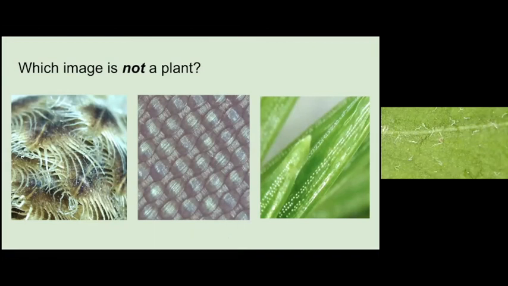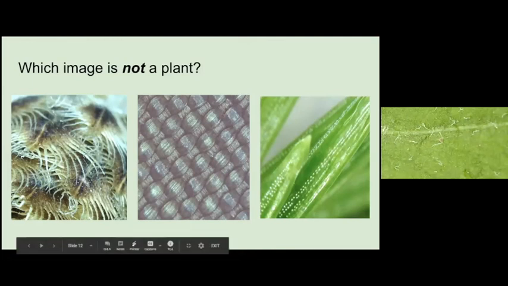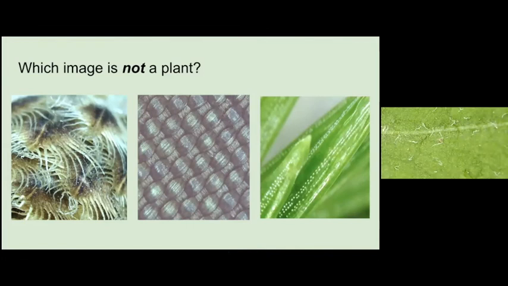Does anyone else want to make an observation before we figure out which one is not a plant? Oh yeah, Trey and Corinne. I think the second one is not a plant because it kind of looks like it's hard and it's kind of like painted. All right, so we're thinking about the texture again. Those are all really good observations.